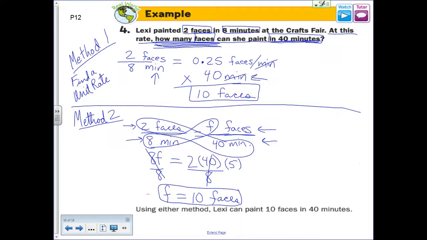So that is the final example for lesson 1. Please go ahead and do the letter problems, which we will go over in a little bit.